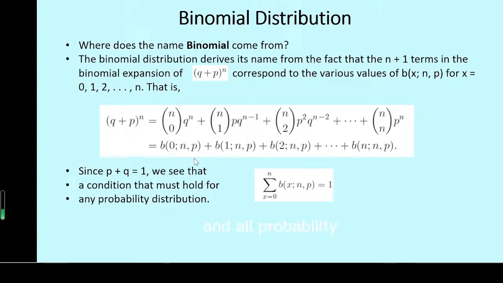And the sum of b(x; n, p) for x equals 0 to n will be 1, if q plus p equals 1, because (q + p) to the power n equals 1 too, right? So the summation of all items will be 1.